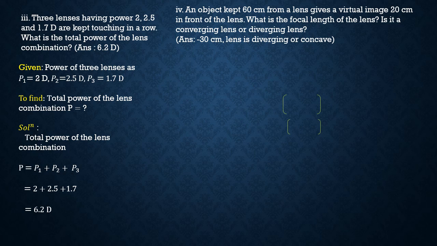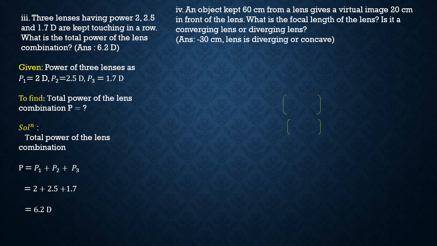It gives a virtual image 20 centimeter in front of the lens. Now here, important: virtual image means what? It will be forming on the left side only, not on the right side. So what is this 20 centimeter? It is my distance of the image. But what will it be now, positive or negative as per sign convention? Correct. It should be negative because the virtual image is on the left side only. The image is virtual, so it is going to be negative.